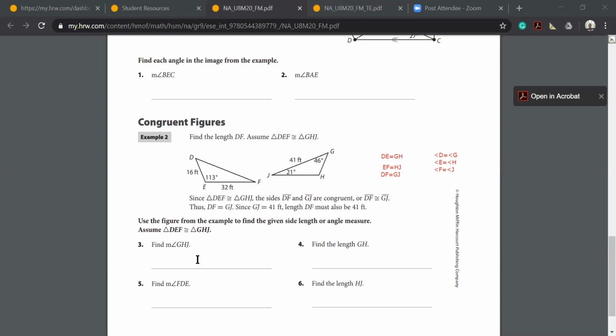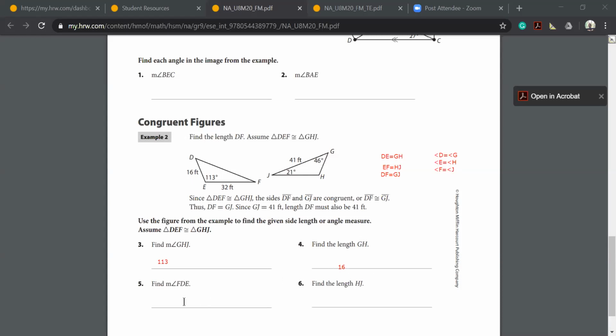Now I can use them to find whatever. Let's read. Find measure angle GHJ. He means measure angle H. How can I find measure angle H? We said that measure angle H is equal to measure angle E, which is 113. So my result in here will be 113. What about finding the length of GH? GH is a side, so I'm not going to look at the angles, I'm looking here. GH is equal to DE. DE is 16 feet. So it's going to be 16.